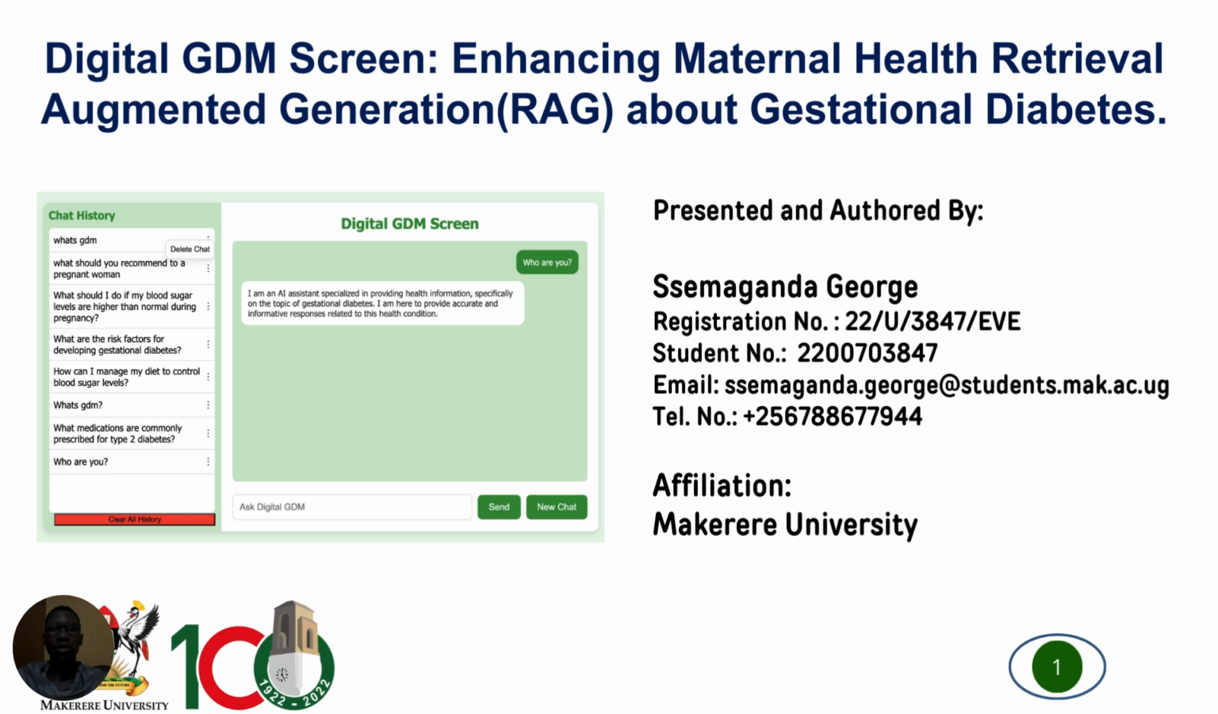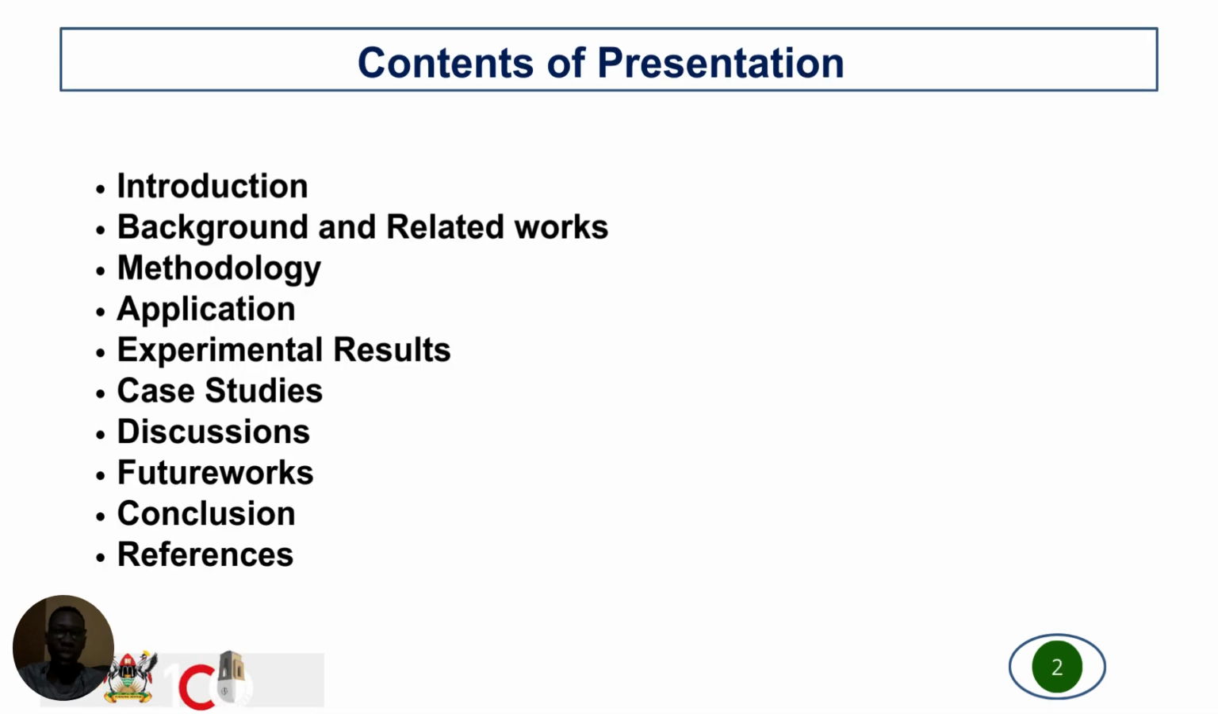Today, I'm going to talk about a retrieval augmented generation, that is a RAG application about gestational diabetes. My application, I called it Digital GDM Screen, and my name is George Semaganda, and I'm a computer science student from Makerere University. I'll dive straight into the contents of the presentation: the introduction, background and related works, methodology, application, experimental results, case studies, discussions, future works, conclusions, and references.